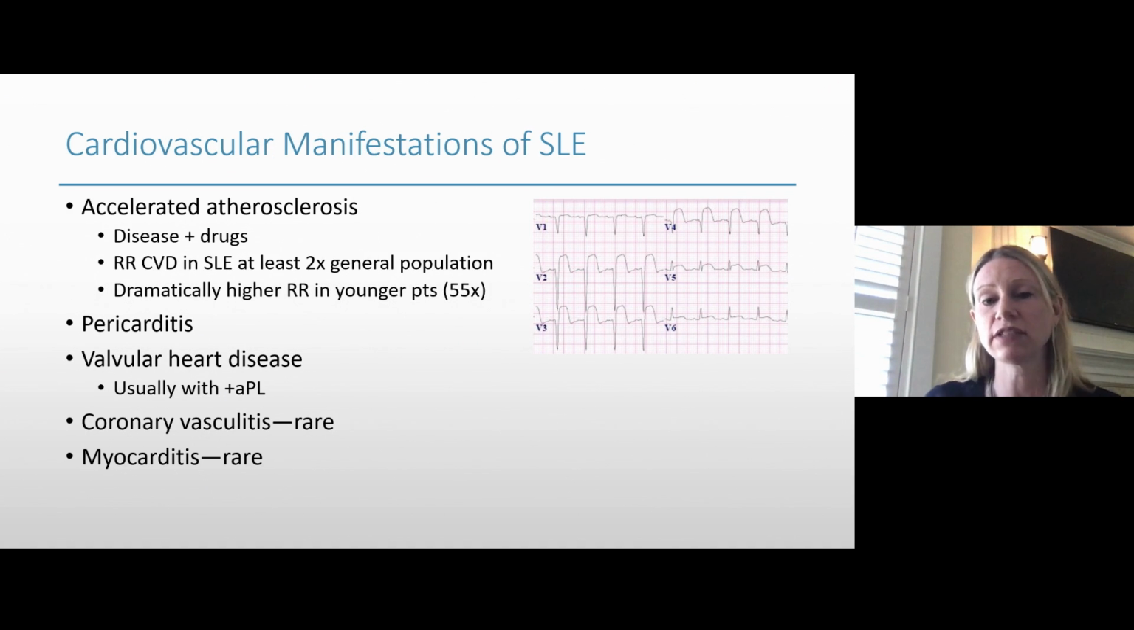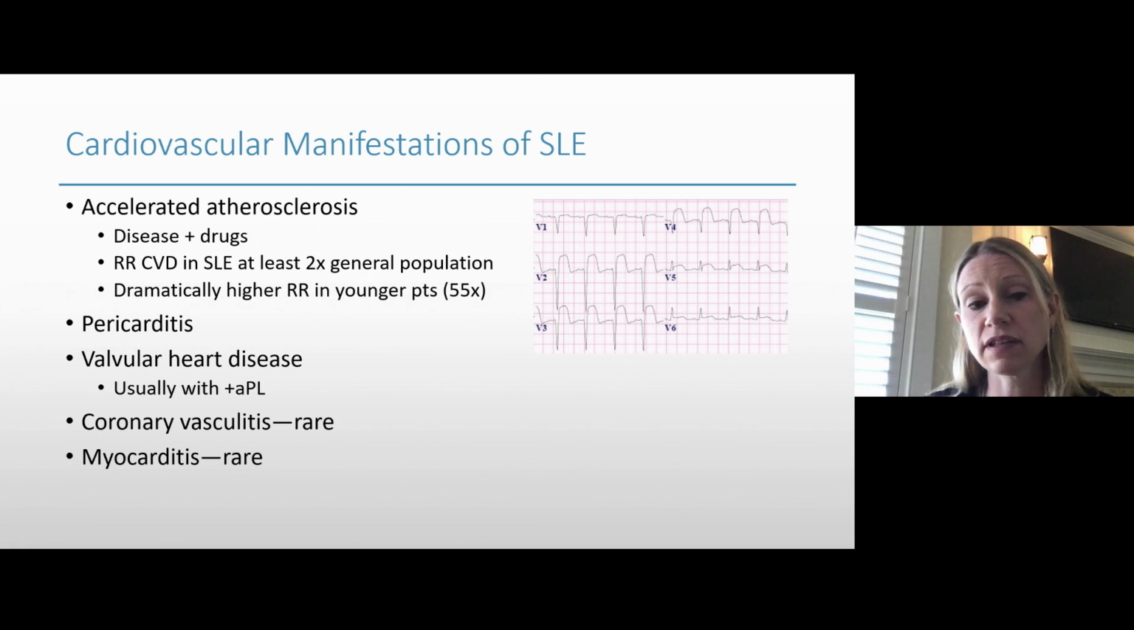Cardiovascular manifestations of lupus are something we look for very carefully. In particular, accelerated atherosclerosis, which is probably due to both inflammation from lupus itself and also from the medications used to treat lupus. The relative risk of cardiovascular disease in lupus is at least 2 times higher than the general population, but there's a dramatically higher relative risk, not absolute risk, but relative risk in younger patients. One study suggested a 55-fold higher risk in women in their 30s with lupus of developing cardiovascular disease versus age-matched controls. So this is something that really needs to be considered and looked for carefully in these patients.